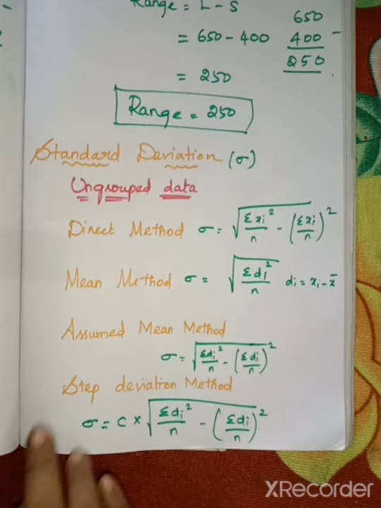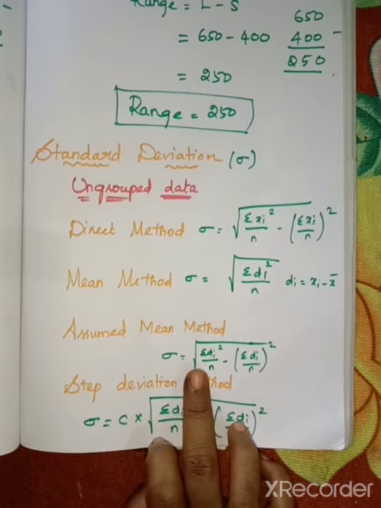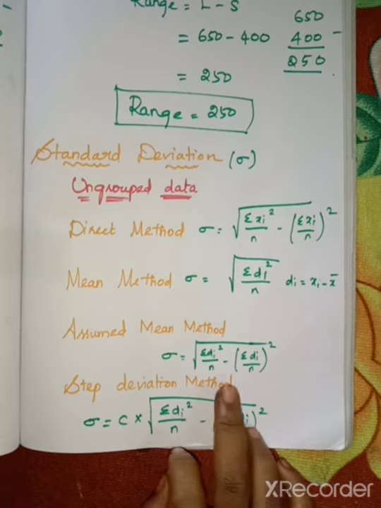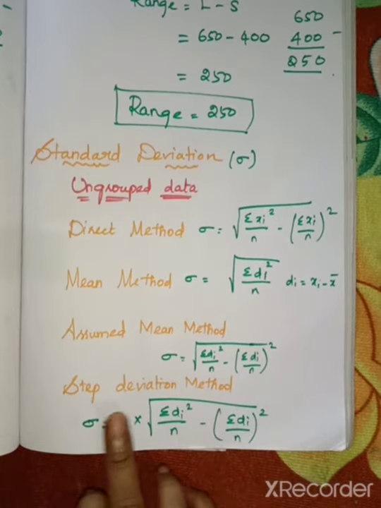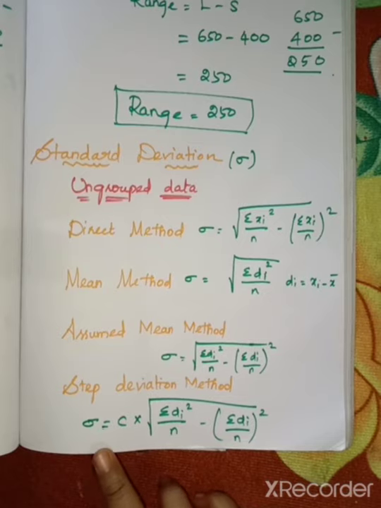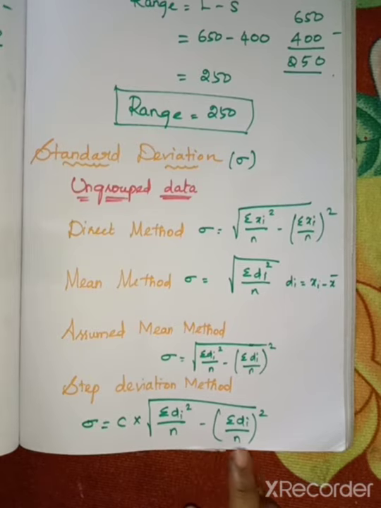Then the assumed mean method is sigma equal to root of summation di squared by n minus summation di by n the whole squared. The step deviation method is sigma equal to c into root of summation di squared by n minus summation di by n the whole squared. Here c is represented as the common divisor of d, that is xi minus a. Here a is the assumed value.